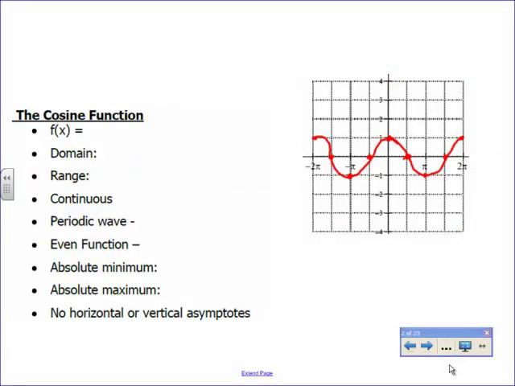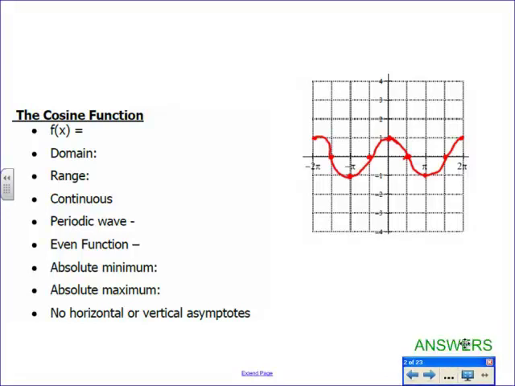Okay, here we're going to look at the cosine function. Again, notice our graph is in the same general shape, this time with a maximum when your angle is 0. Again, take a second, pause, think about what all of these properties are of the cosine function, and when you're ready, hit play again to see the answers.